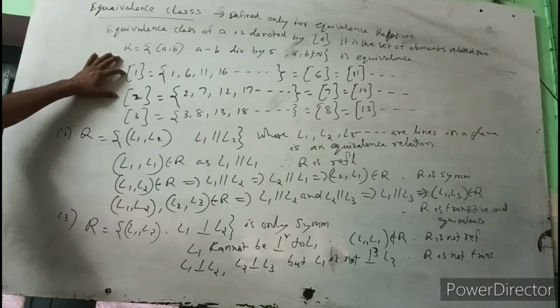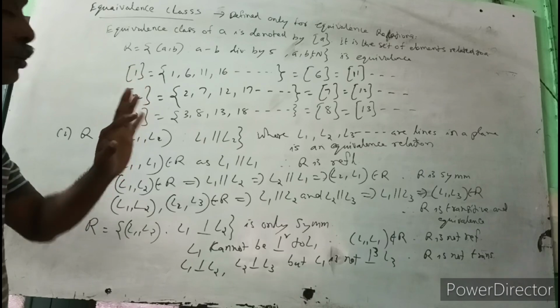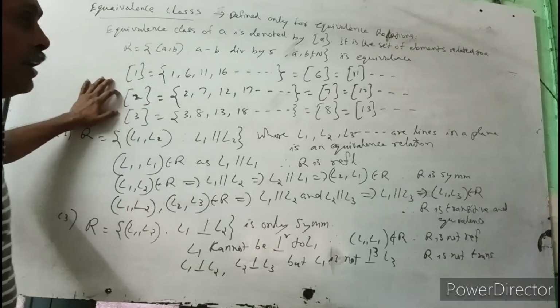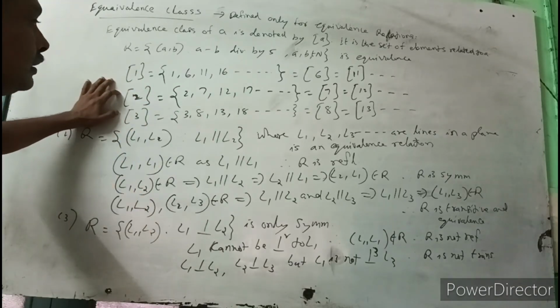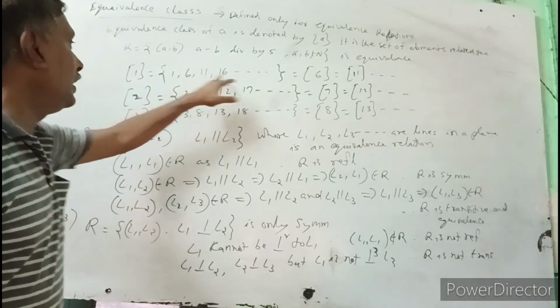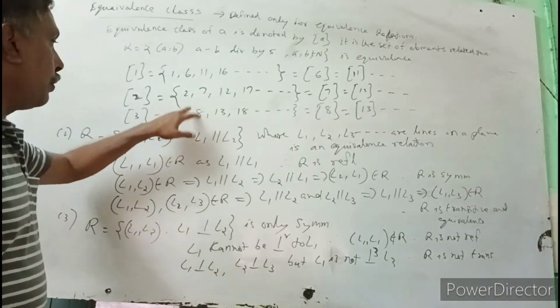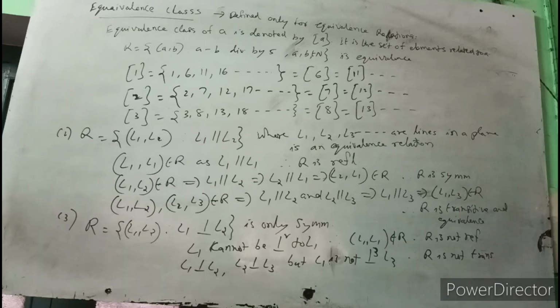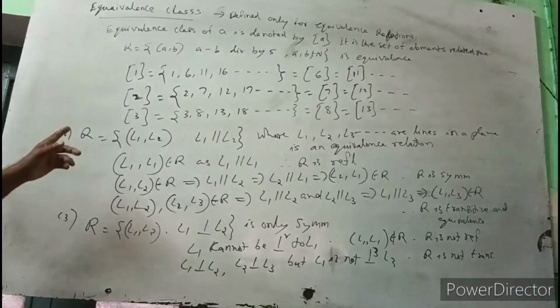Two different equivalence classes never have a common element. You see 1, 6, etc. None of these elements will be present here and none of these elements will be present here. They are different equivalence classes.